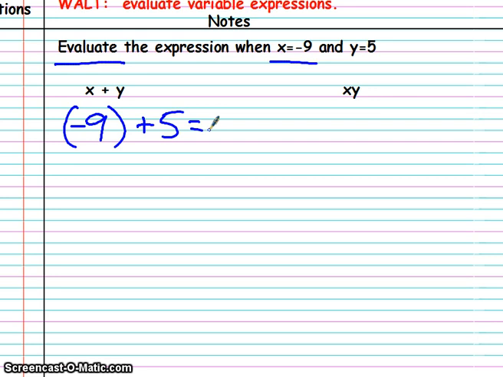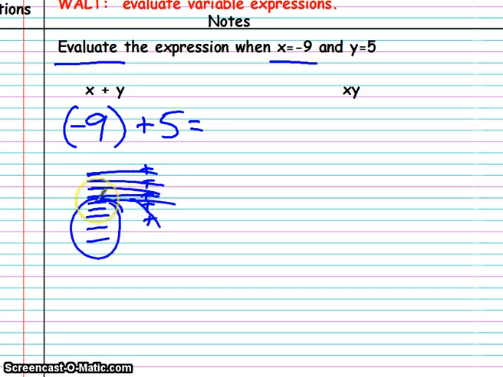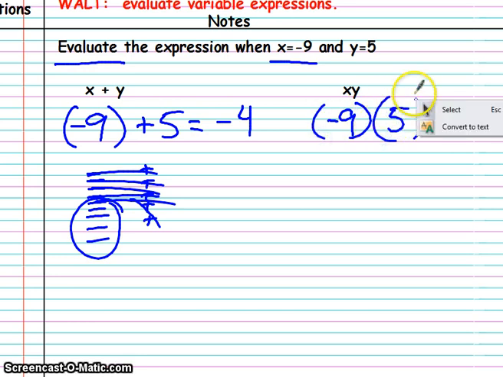So negative 9, you remember from last year, if we have 9 negatives, 1, 2, 3, 4, 5, 6, 7, 8, 9, and we have 5 positives, 1, 2, 3, 4, 5, and we cross these off with zero pairs, we wind up with 4 negatives. So x plus y equals 4 negatives. That's a little review for some of you from last year. And if we look at this one, it's negative 9 times 5. And if we multiply that out, we're going to wind up getting negative 45.